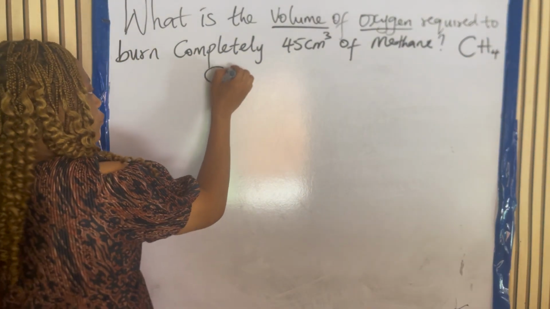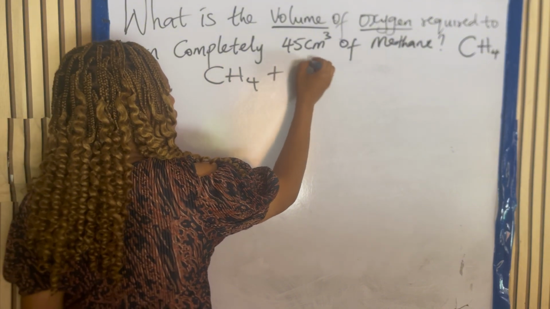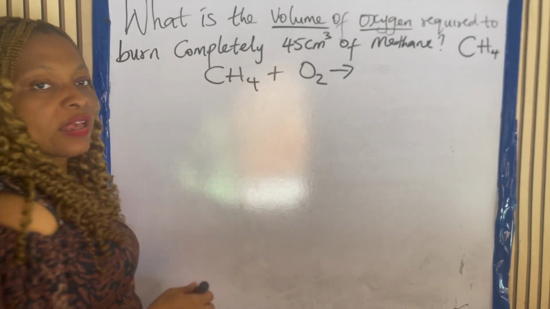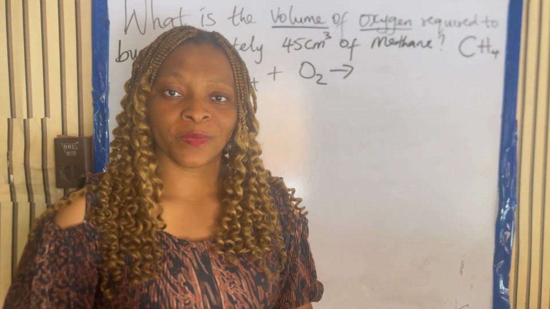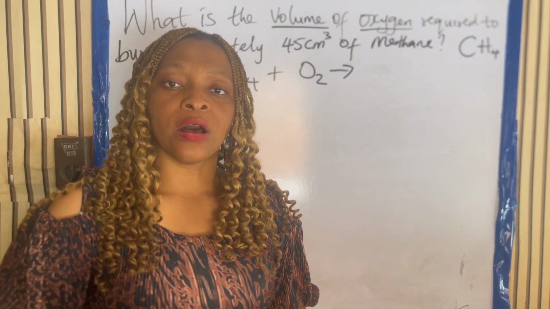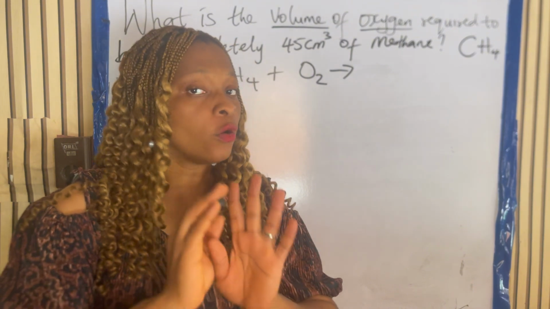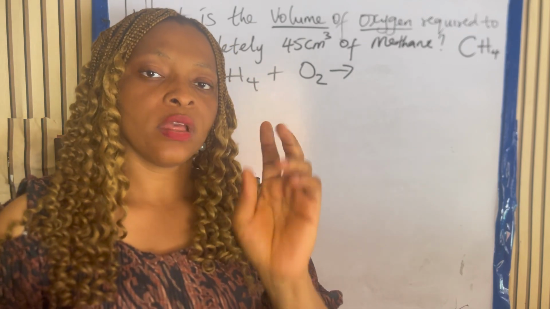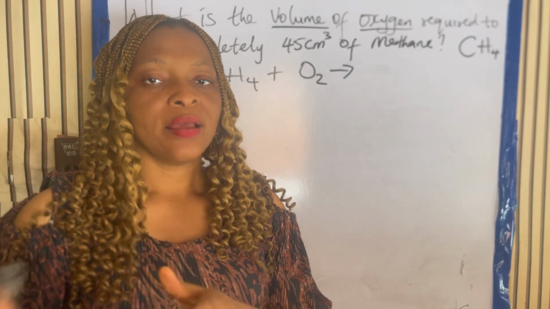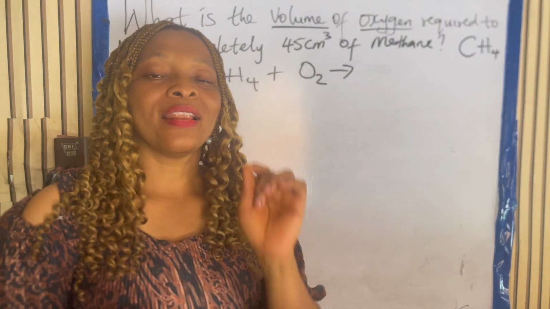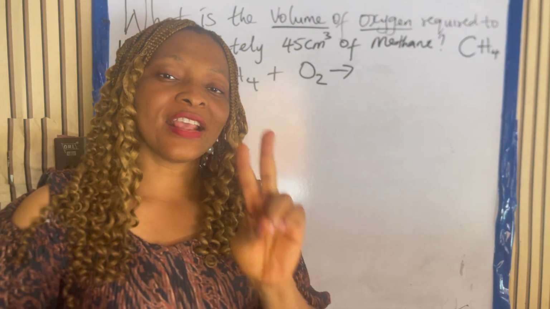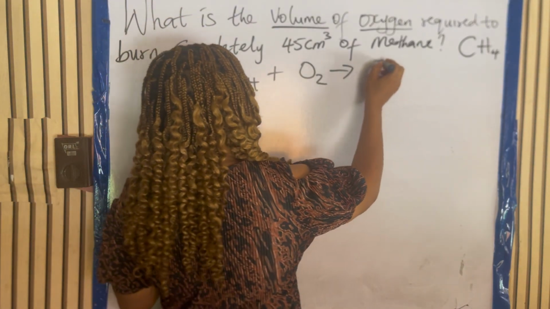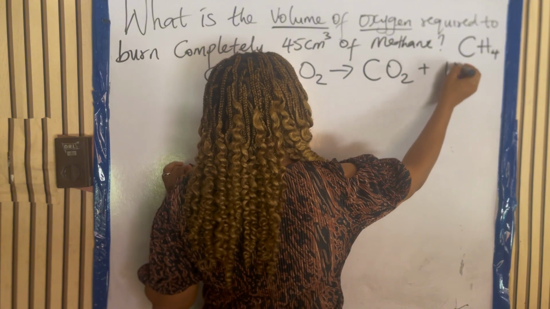So we're going to write the equation for the reaction. CH4 plus oxygen, because it is burning in oxygen. Now, this methane is what we refer to as a hydrocarbon. A hydrocarbon is a compound that contains carbon and hydrogen only. And when hydrocarbons burn in oxygen, they give two products, carbon dioxide and water. Please note this is very important. When hydrocarbons burn in oxygen, they give two products, carbon dioxide and water. Okay, so this will give us what? Carbon dioxide and water.